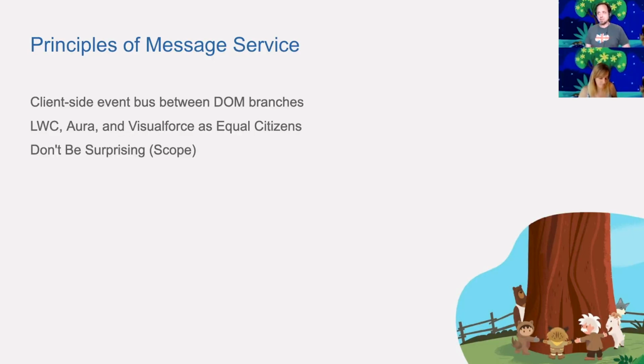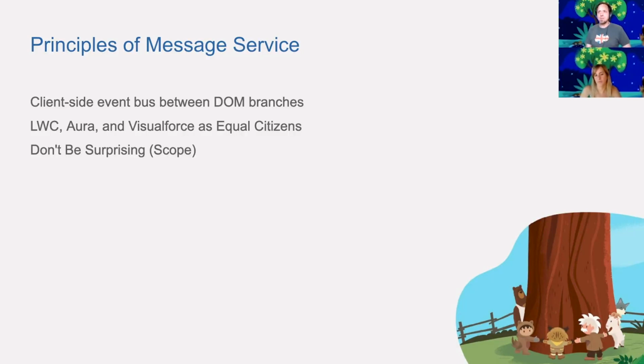Now, Lightning Message Service, if you think back to how Aura works, Aura has an event feature that allowed you to sort of bubble events all over the place. And when we launched Lightning Web Components, that feature didn't support Lightning Web Components. It only works for Aura. So we were looking for a way to duplicate that functionality, to have a kind of cross-DOM functionality, but that works in all of the Salesforce UI technologies.